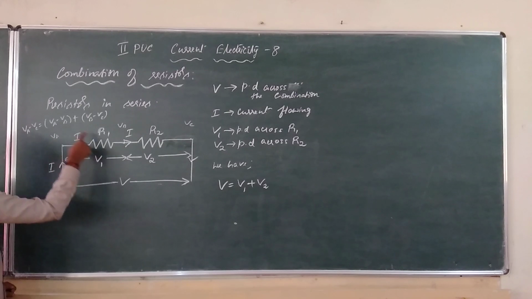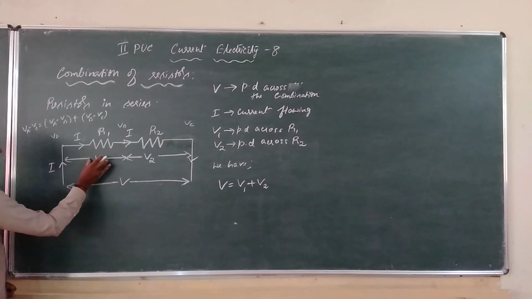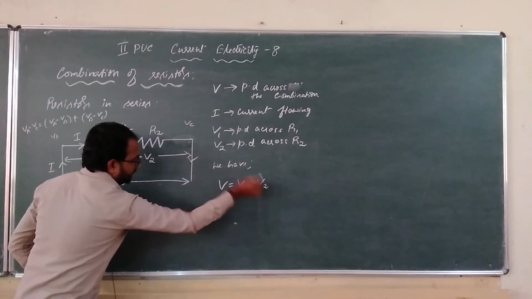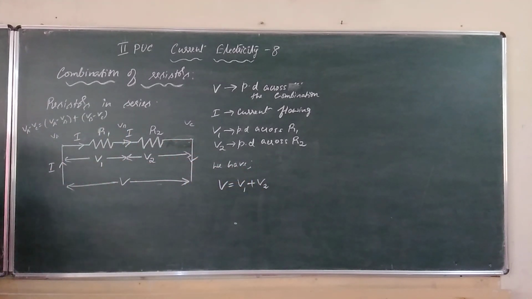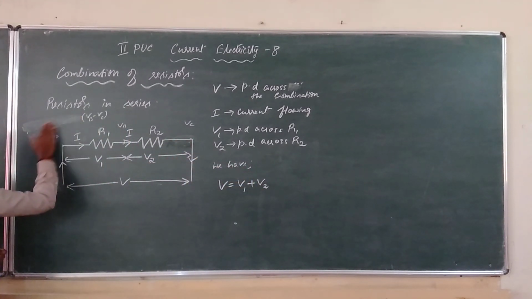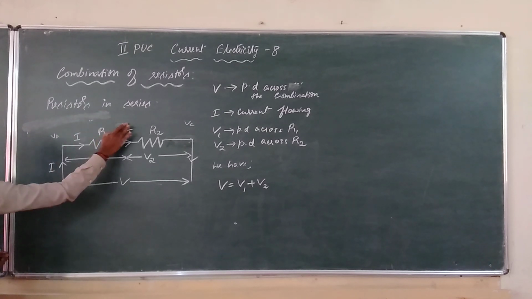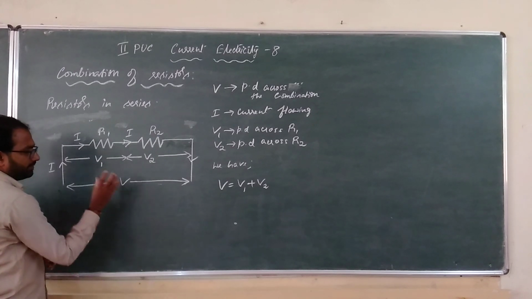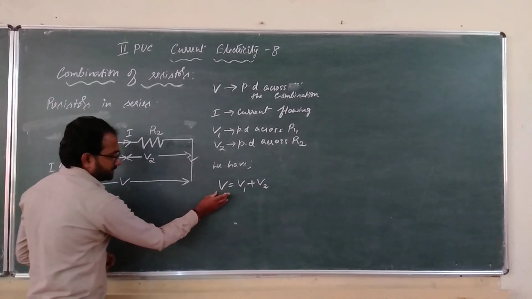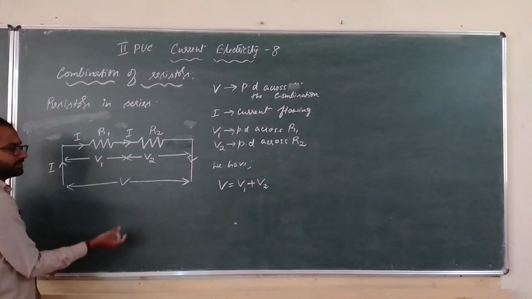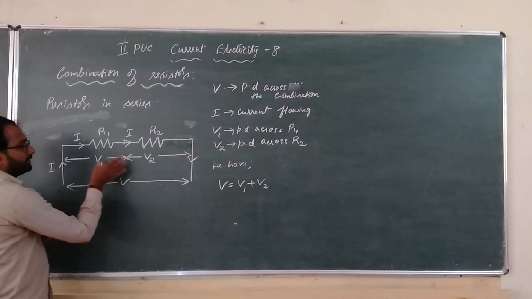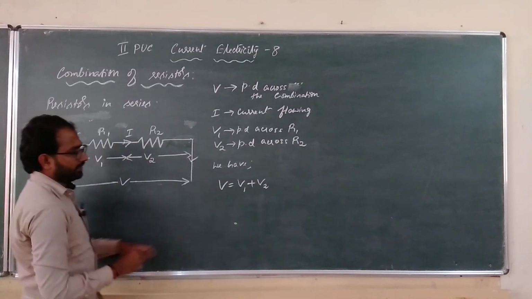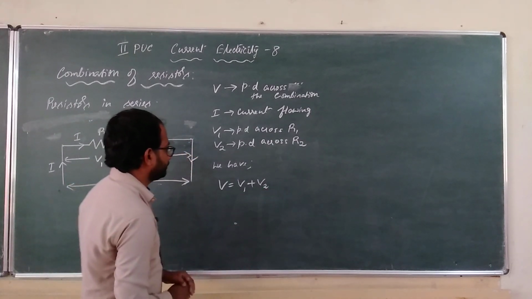What is VA minus VB? That is V1. Okay. What is VB minus VC? That is V2. Understood? So if I talk about the potential difference across the combination, that is the battery potential, the applied potential itself, that is equal to the sum of the potential differences across each resistor. That is V1 plus V2.